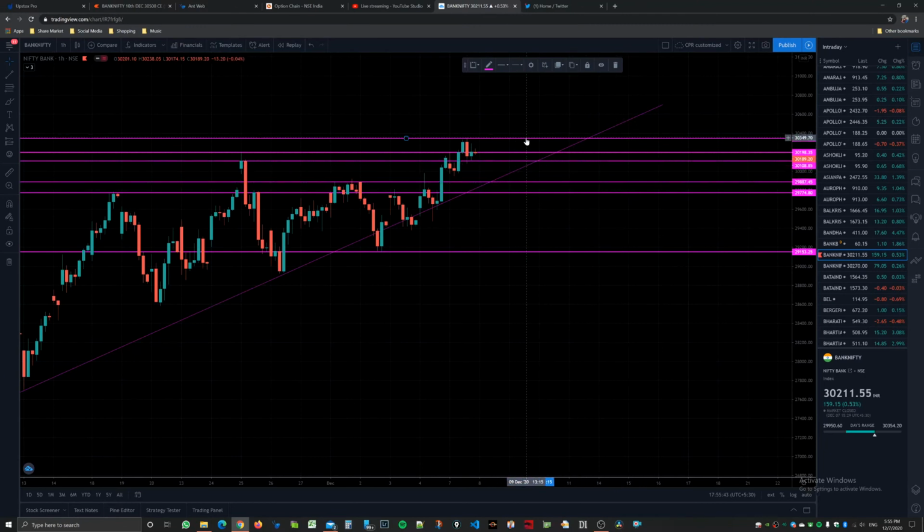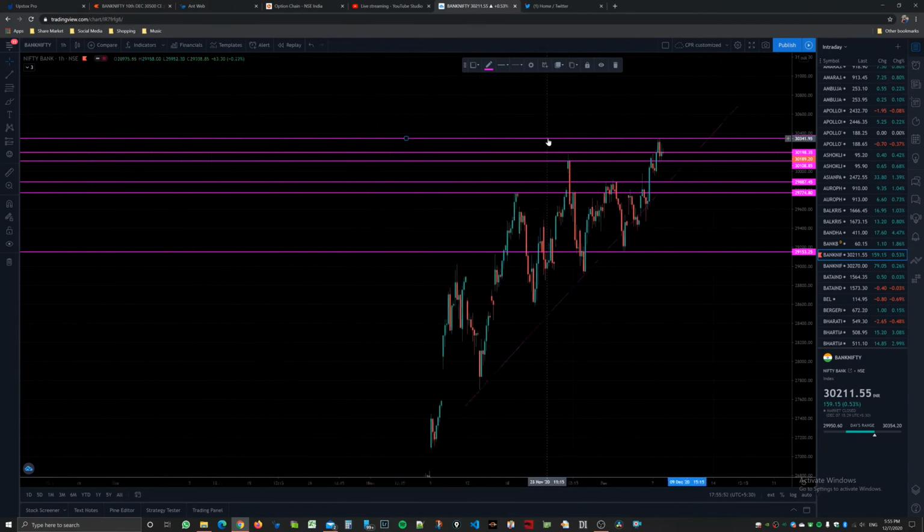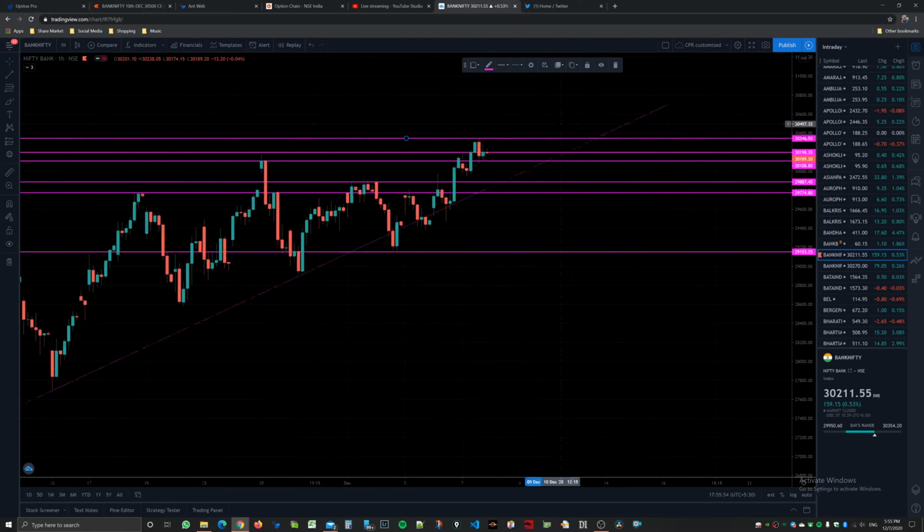And while going on the upper side, we don't have any control over Bank Nifty. Once it crosses this 345 level, anything can happen. It can even reach 31,000 also in a single day. So yeah, that's the view about Bank Nifty.